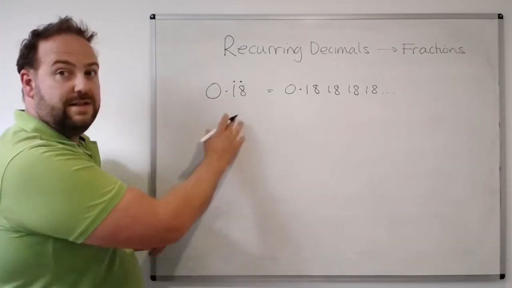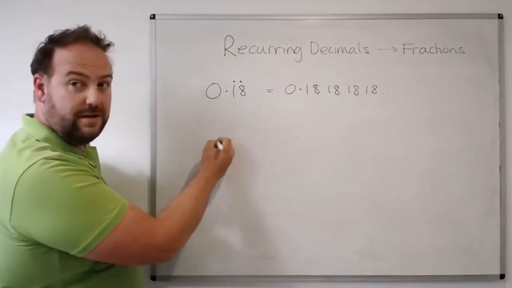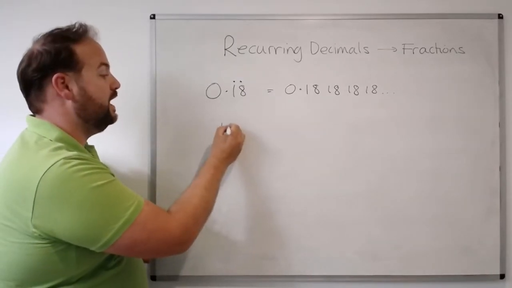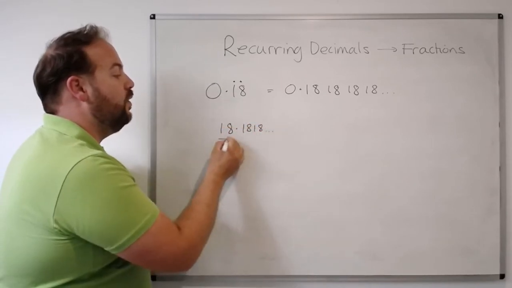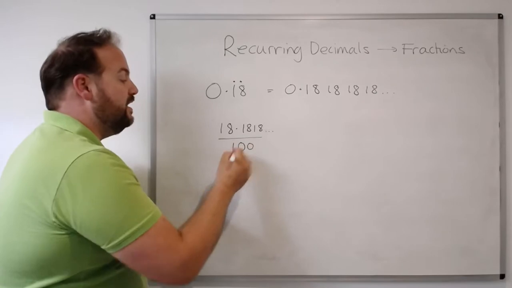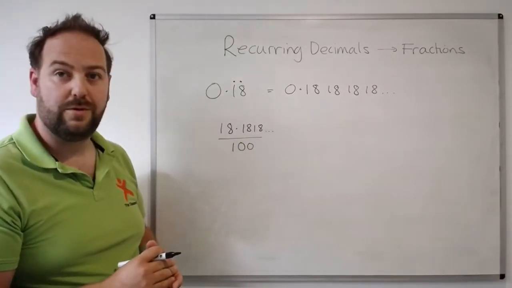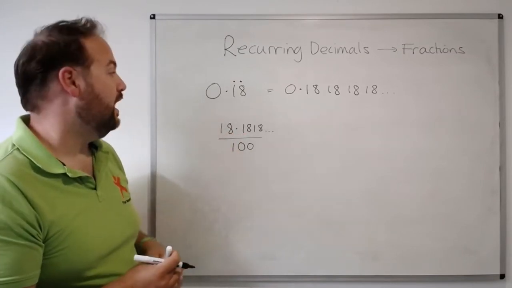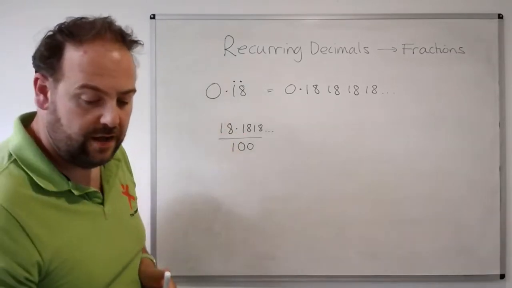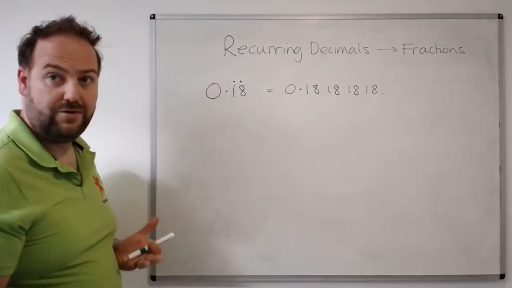If I wish to write this as a fraction, and I try to do it the same way, we would write 18.1818 ... all over 100, and we don't put decimals in fractions. It makes no sense. It's not possible to do this. This just simply means 18.18 recurring divided by 100. So we have to use a clever trick.